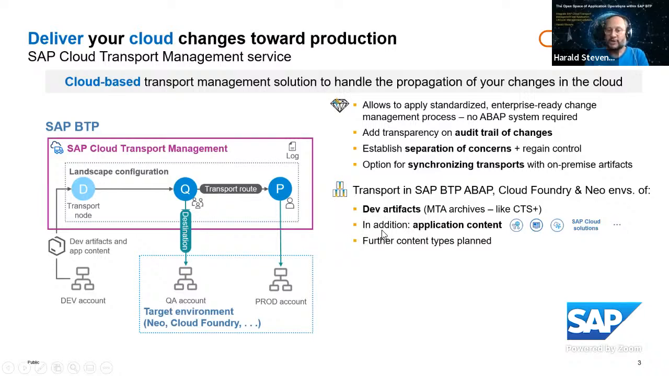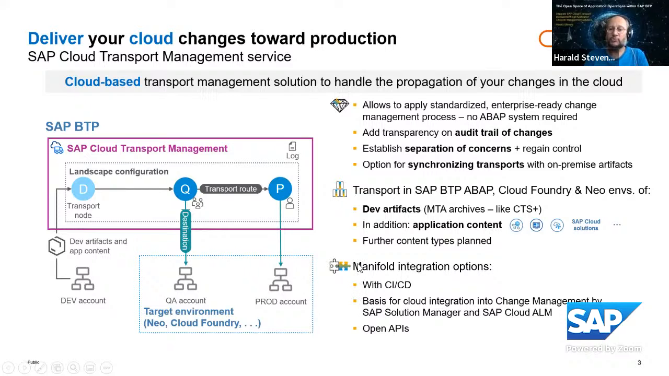If we talk about what we can cover with transport management, we have this case of development artifacts. I mentioned that. We have application content like API management, Work Zone, Cloud Integration, and so on. And of course, we are constantly working on further content types to be enabled.